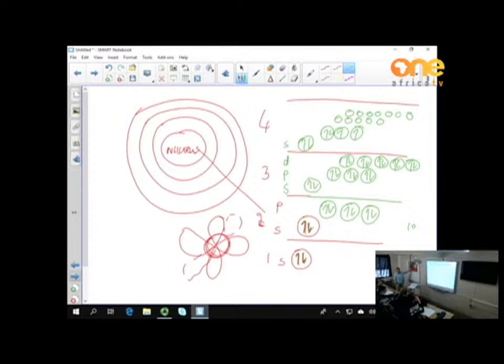Yes. That is why they are there. Okay. There's a very specific reason for the shape of that periodic table. Yes. 10 electrons will go. 1, 2, 3, 4, 5, 6, 7, 8, 9, 10. It's got a filled outer shell.